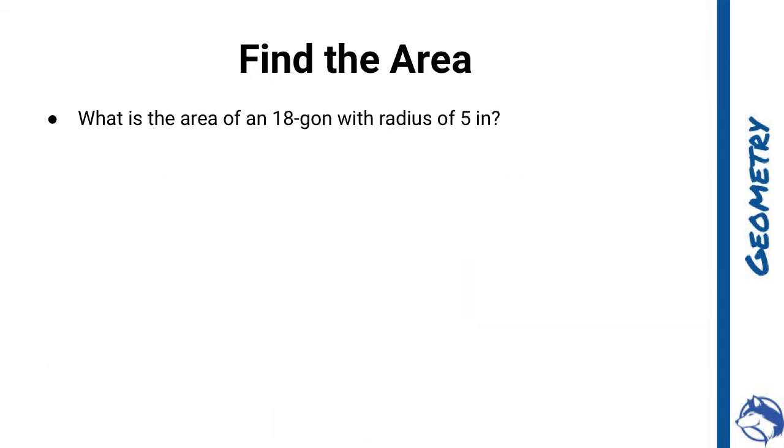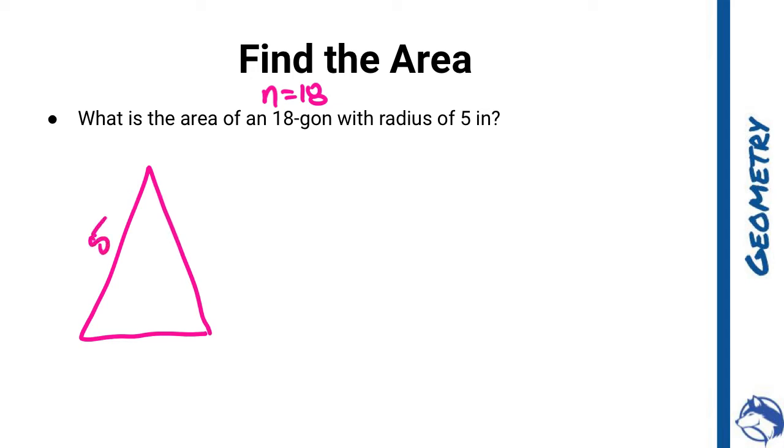So this one, we've got an 18-gon, which means that n has to be equal to 18, and a radius equal to 5. Well, we haven't done one with a radius before, but I'm hoping that you would be able to draw a picture of an 18-gon here. And you would say, okay, well, I know that this one's the radius, so that has to be equal to 5. Well, I need to find my side length, and I need to find my apothem in this scenario. So what I'm going to have to do is I'm going to find that central angle just like I did before. So it's 360 divided by the number of sides, which is equal to 20.